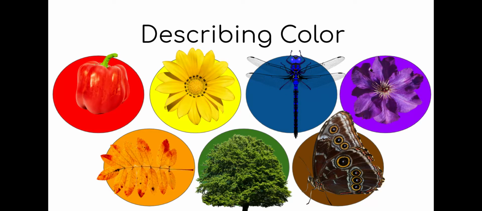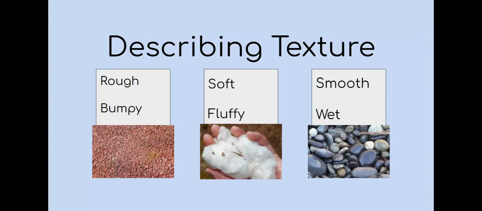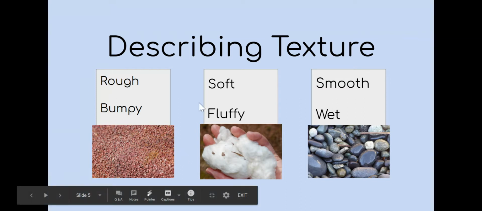When scientists are describing the color, they might have more than one color. Usually they do. If they were describing this pepper, they would say it is mostly red and has a little bit of light green on the stem. If they're describing the texture, they would use words like rough and bumpy. They would use words like soft and fluffy for this cotton. They might use words like smooth and wet for these river stones.